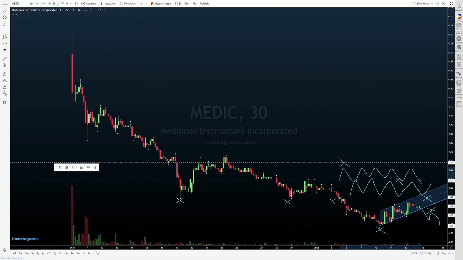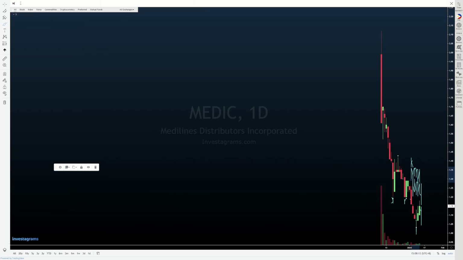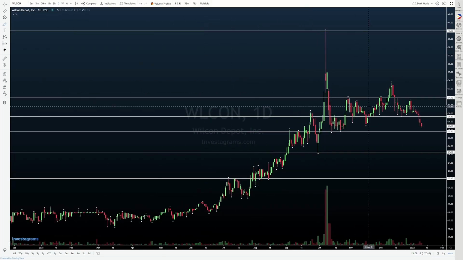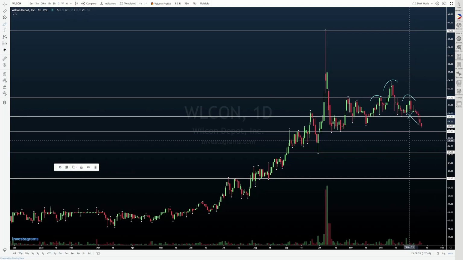Okay? Next, tignan po natin ang WLCON. Okay? So yung WLCON, unfortunately, nabuo na, no? Nabuo yung head and shoulders pattern na tinitignan natin dito na maliit. We broke beneath tong 29.6 na support.